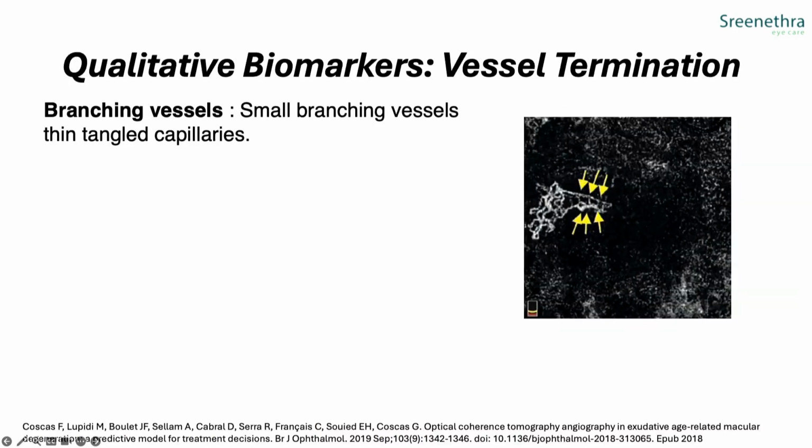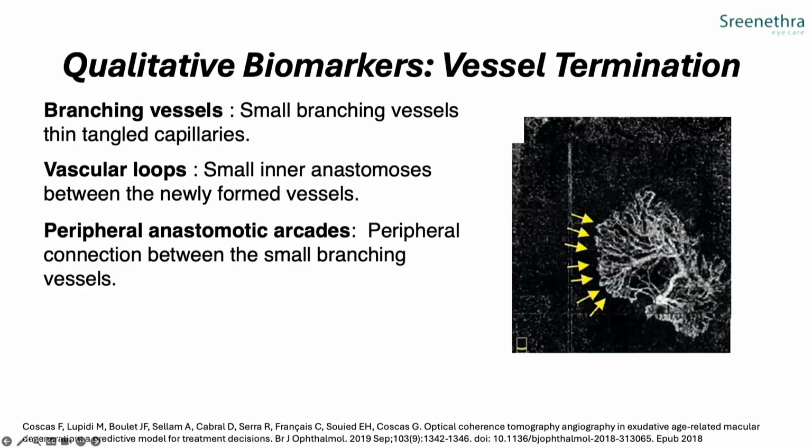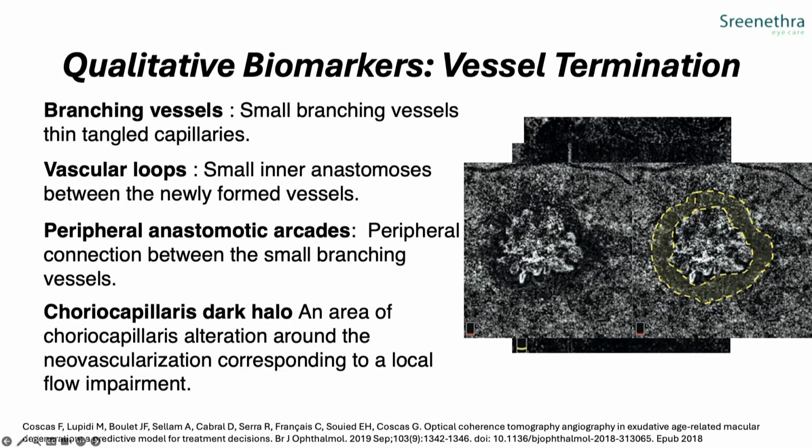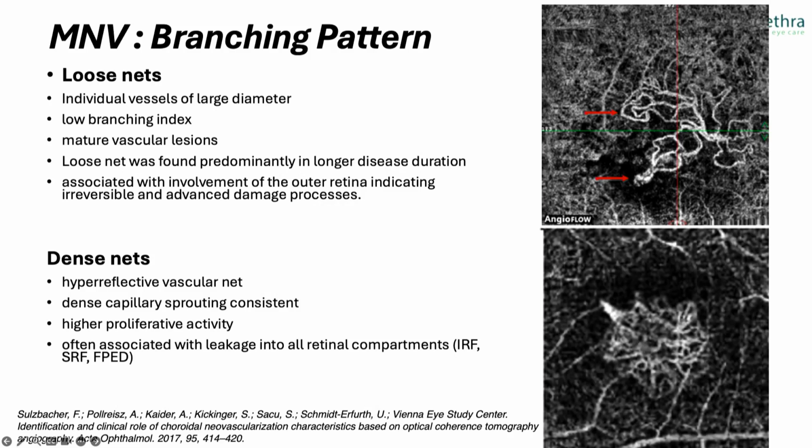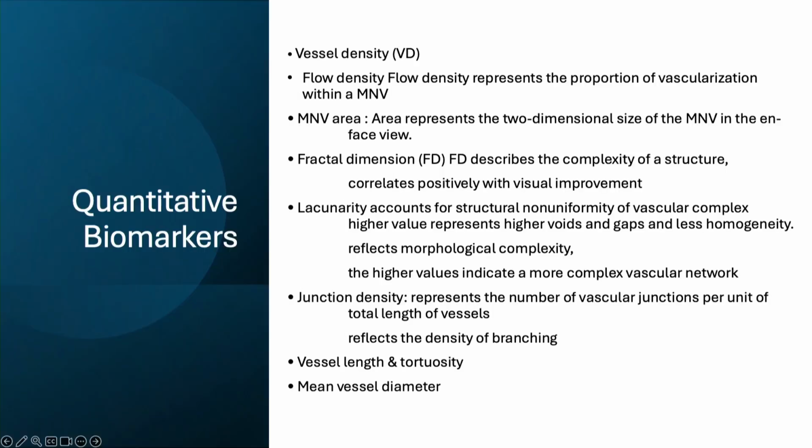The other biomarkers are the vessel terminations, the branching vessels, the vascular loops and the anastomotic arcade along with the halo, which again are indicators of activity and tend to be treated. The Skalsbergs described loose nets and dense nets. Loose nets were again mature vascular lesions, whereas dense nets had higher proliferative activity and responded to the anti-VEGF.